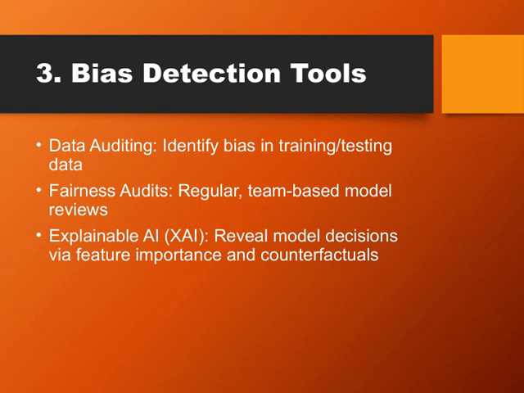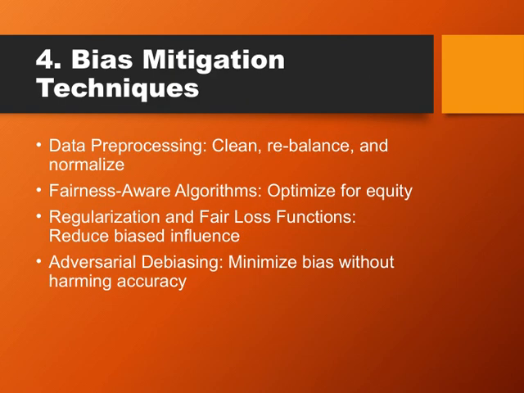Together, these tools form a robust framework for detecting and mitigating bias, which is crucial for developing AI that is fair, trustworthy, and aligned with our overall goal of responsible AI development. Now, let's take a look at some key bias mitigation techniques that can really help us build fairer models.